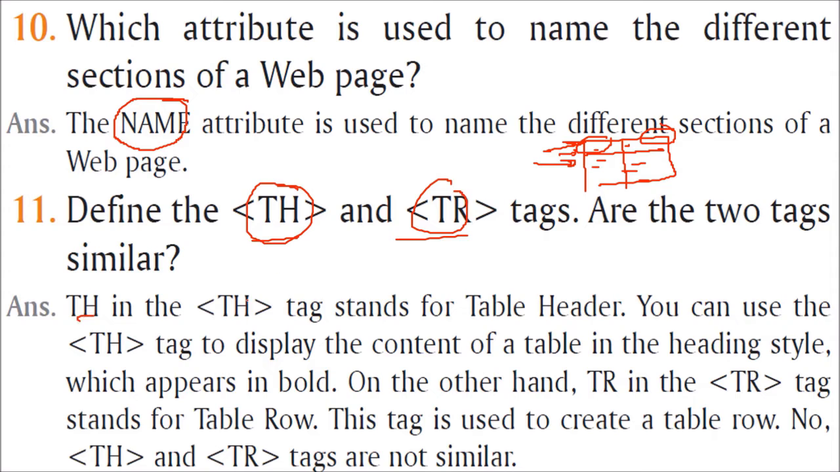So th in this th tag stands for table header, and you can use this th tag to display the content of the table in the heading style. That is why header, which will by itself appear in bold. While this tr in the tr tag, this stands for table row. Table row. So this tag is used to create a table row. Tr, this table row. These rows are created by tr. So th, tr, they are not similar, but they do work which is quite similar.